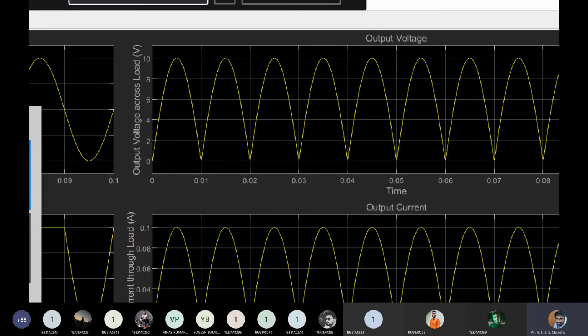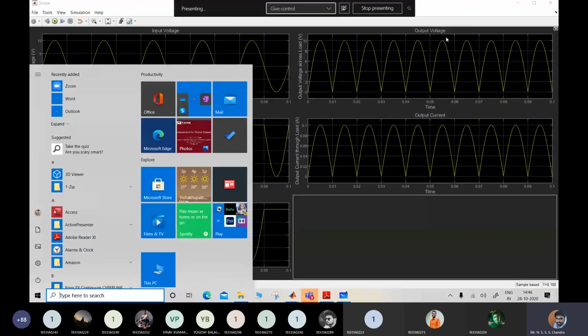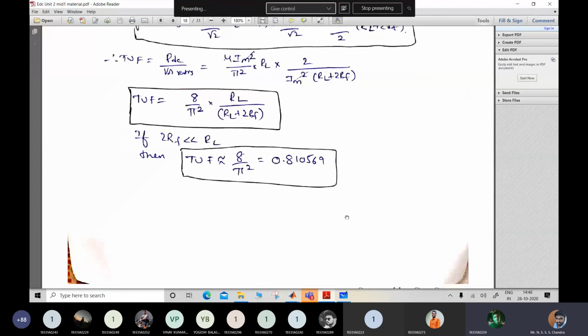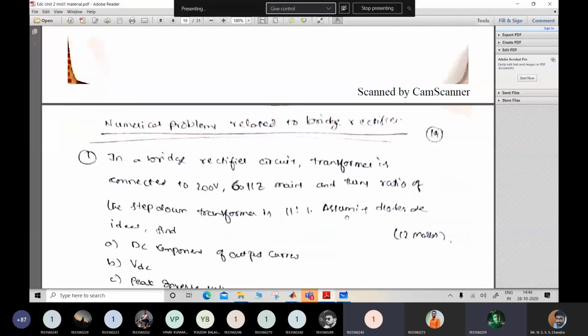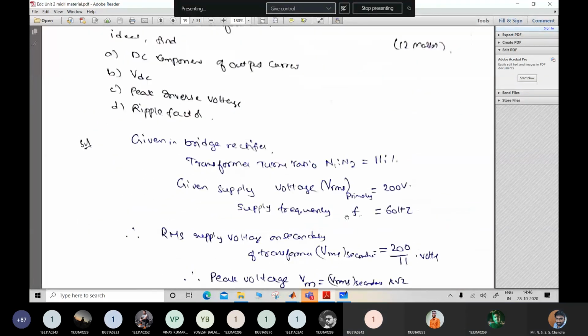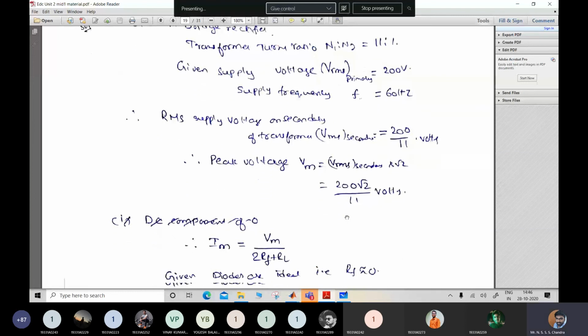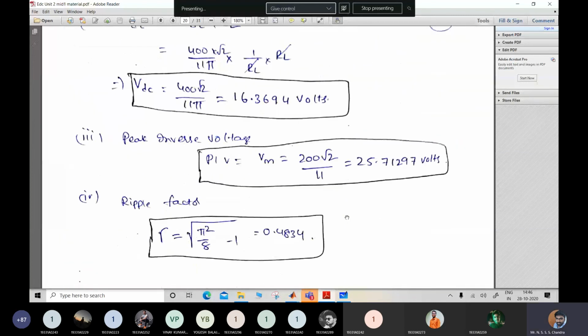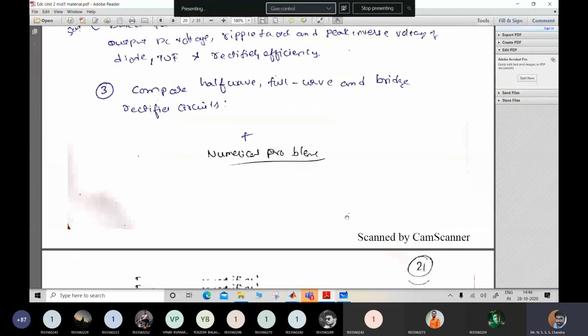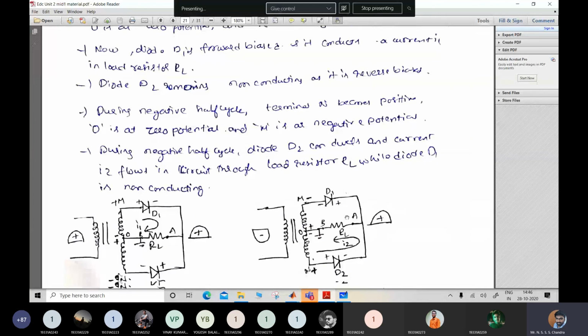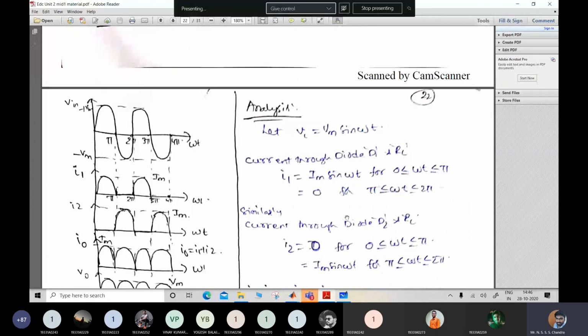What's the rectifier efficiency? 8 by pi square into 100, that is 81.56%. Let us go back and check whether we are getting the same thing or not. With this, I'll end the class. I will explain about transformer utilization factor.